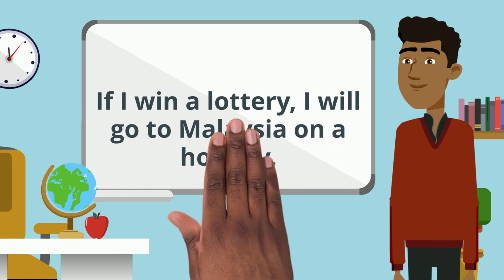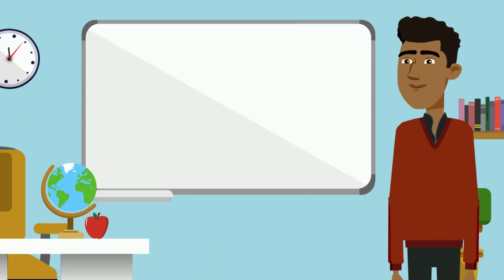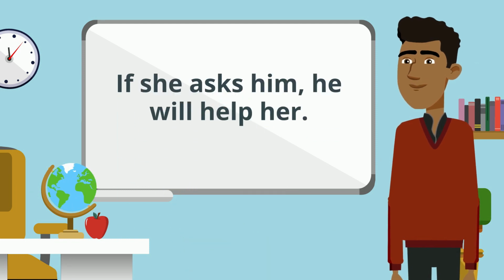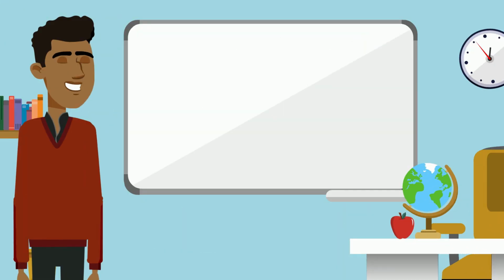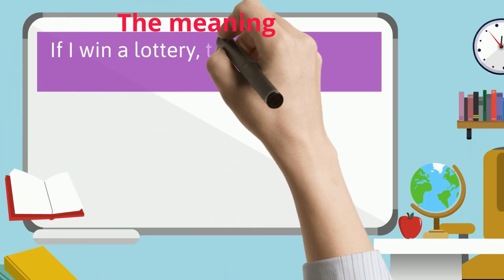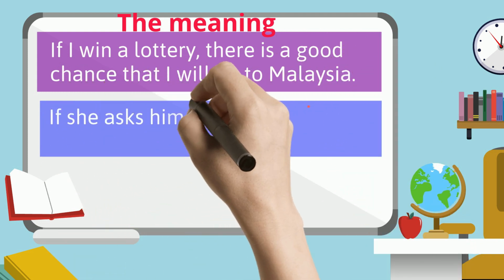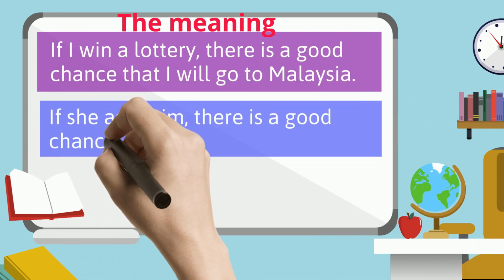If I win a lottery, I will go to Malaysia on a holiday. If she asks him, he will help her. These sentences mean that when a condition exists, there is a possibility for something to happen. If I win a lottery, there is a good chance that I will go to Malaysia. If she asks him, there is a good chance that he will help her.